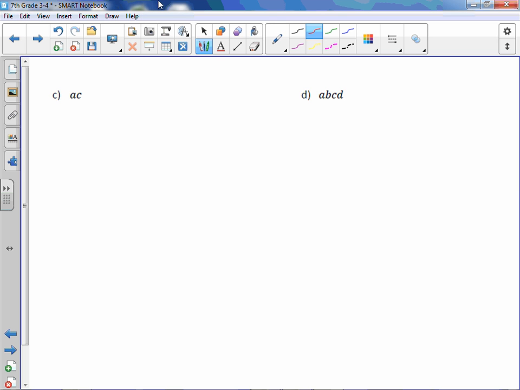Letter C, A times C. Again, I'm going to put parentheses wherever my variables are. And then I'll plug them in. A was negative 1, and C is negative 6. Negative 1 times negative 6 is positive 6.